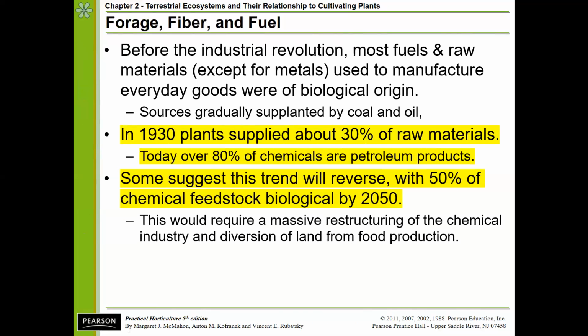1930, plants supplied about 30% of raw materials. Today, it's over 80% of those coming from synthetic materials, mostly from chemicals from petroleum products. And many think that this trend is going to reverse, mostly because it has to.